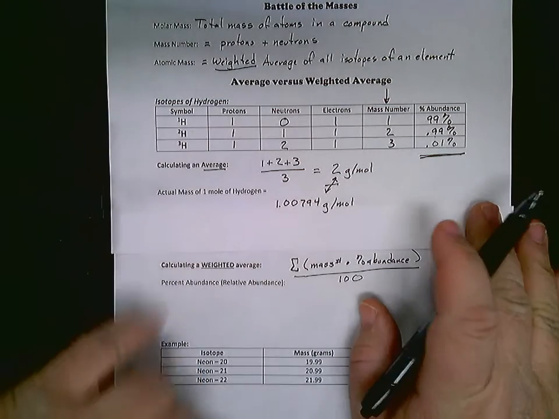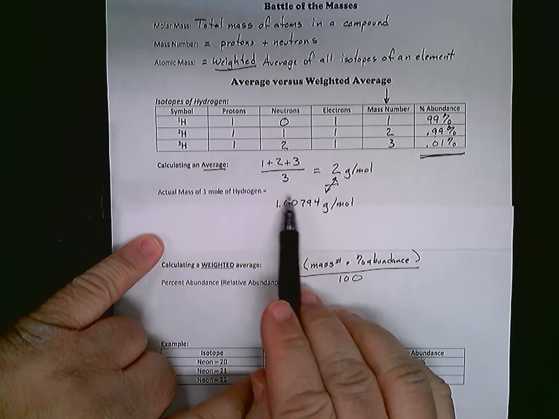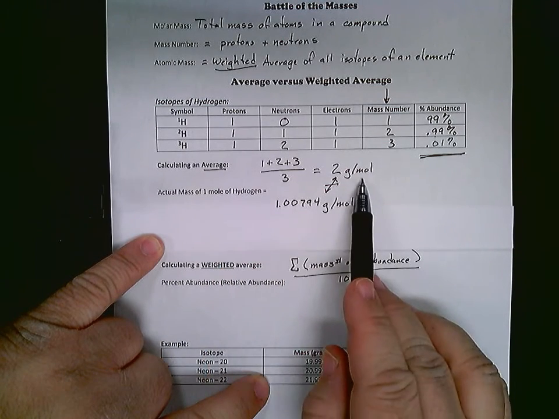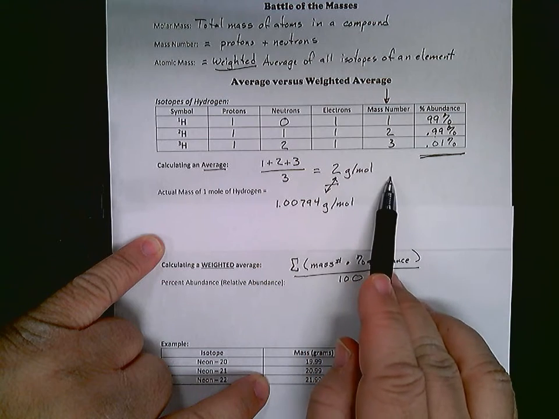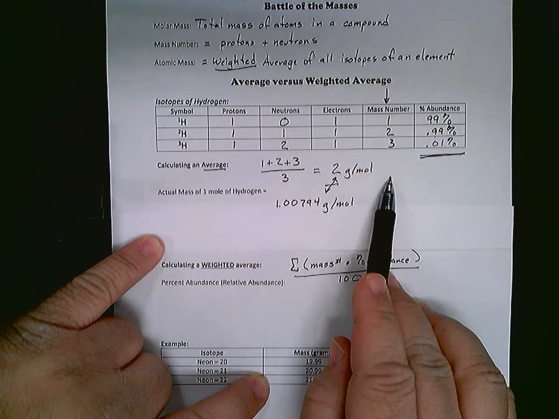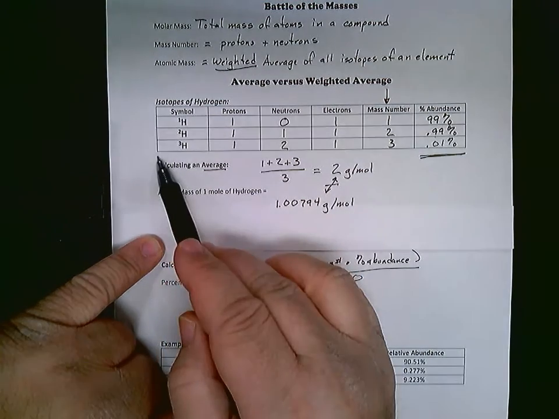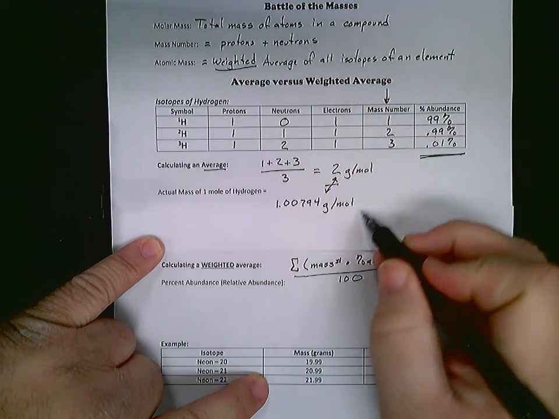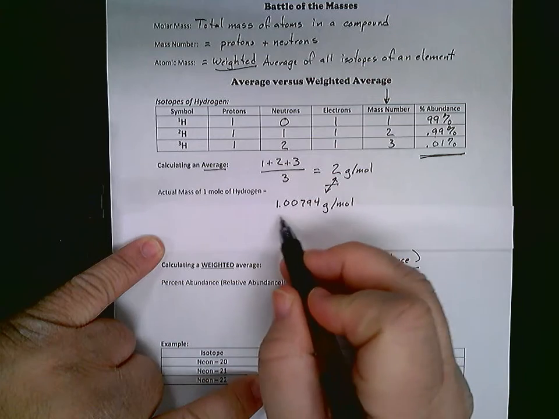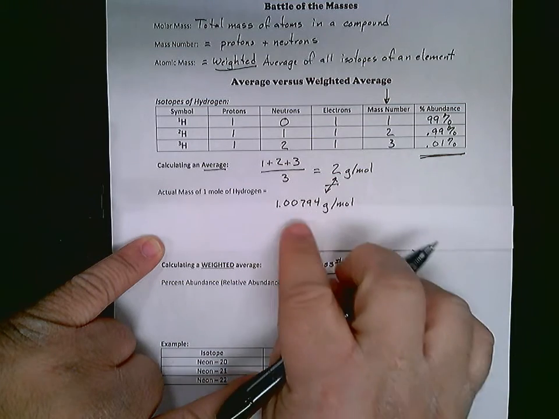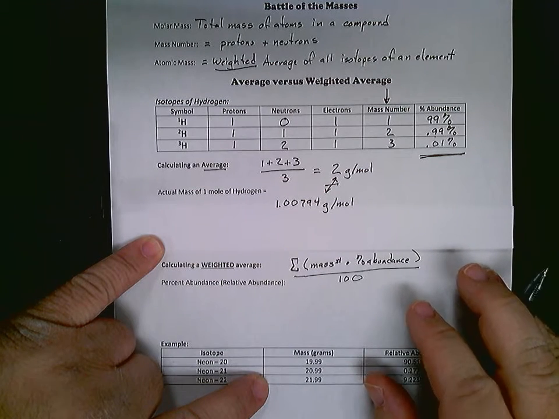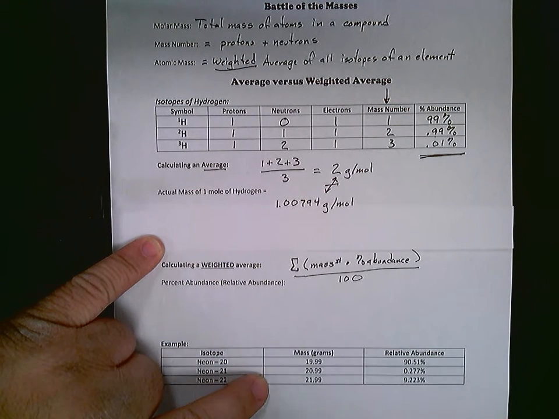Now, last time we were talking about how if we do a regular average, we end up with calculating out 2 grams per mole for the atomic mass of hydrogen, taking into account all the isotopes of hydrogen. However, again, when we looked at the periodic table, we find that the actual mass of hydrogen is 1.00794 grams per mole, a significantly lower difference.